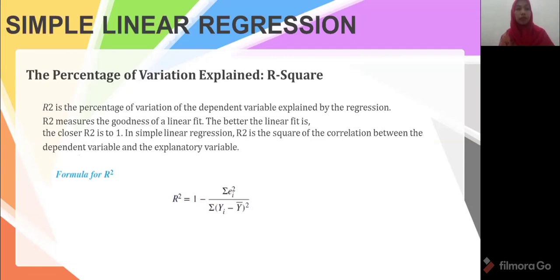Simple linear regression, the percentage of variation explained, R squared. R squared is the percentage of variation of the dependent variable explained by the regression. R squared measures the goodness of a linear fit. The better the linear fit is, the closer R squared is to 1. In simple linear regression, R squared is the square of the correlation between the dependent variable and the explanatory variable. Formula of R squared.